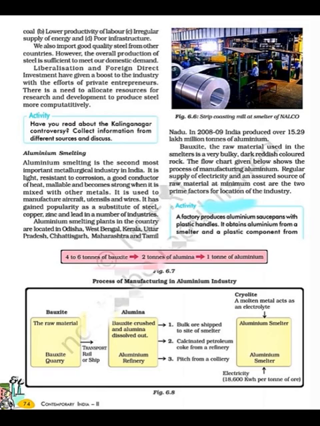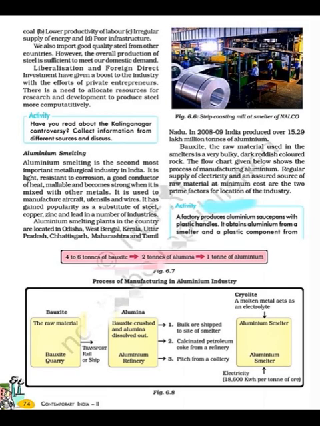So again, the location of this industry depends upon a lot of factors, like regular supply of electricity. Electricity is very important. Why? Because aluminium refineries, these aluminium smelters, work on electricity only, on power supply only. And a sure source of raw material at minimum cost should be available, which here is bauxite. Location of this industry: Orissa, West Bengal, Kerala, Uttar Pradesh, Chhattisgarh, Maharashtra, and Tamil Nadu.